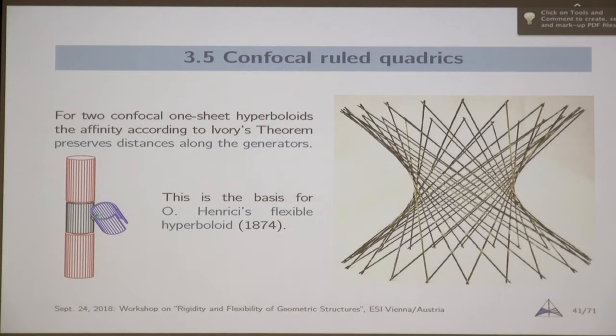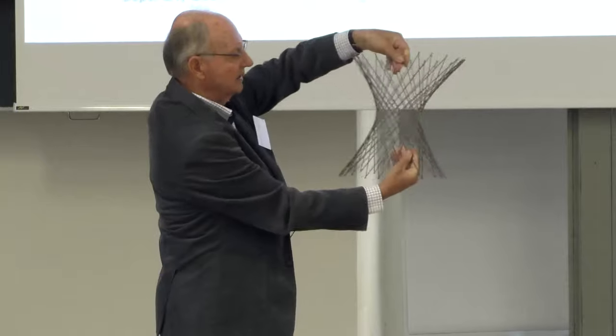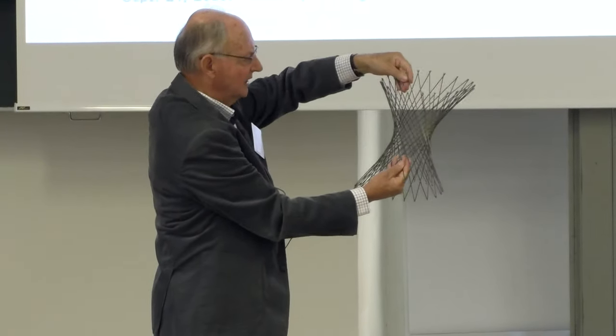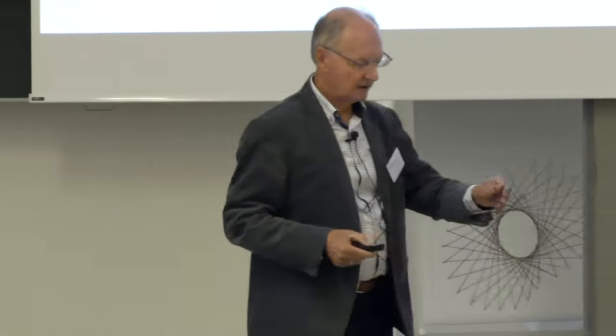I told about confocal quadrics and the affine transformation between any two if they are of the same type. For example, if we have a hyperboloid, there is a confocal one, and this affine transformation between confocal ones preserves the length along the edges. And this is the reason why this structure moves. It moves from one focal ellipse to another focal hyperbola. These are confocal conics, and the joints have to be made rather carefully, because they have to admit not only the rotation, but also a rotation along the axis. And this is realized here.